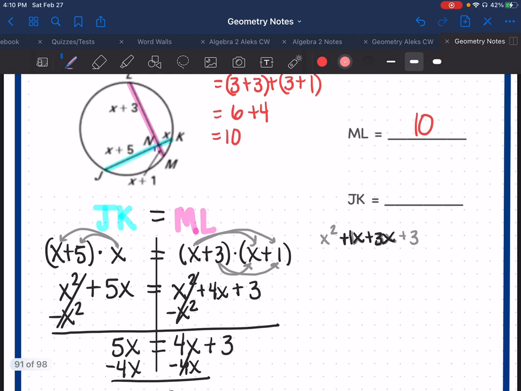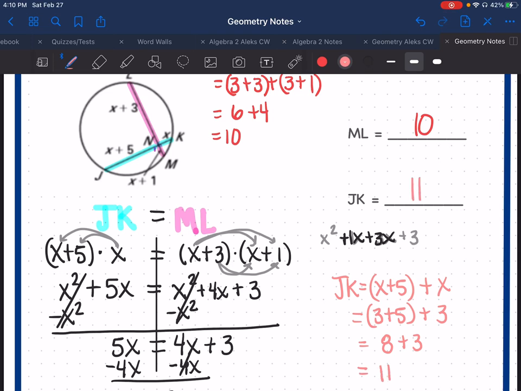Let's do JK. Where do I have room for JK? Right down here. JK is x plus 5 plus x. X was 3, so 3 plus 5 plus 3. 3 plus 5 is 8. 8 plus 3 is 11. JK is 11.